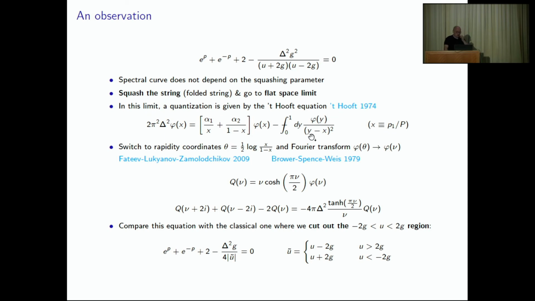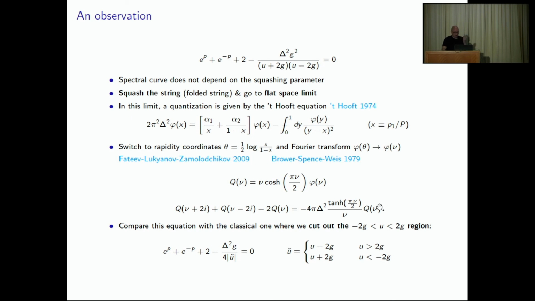And now you can switch to rapidity coordinates, this theta given by this expression, and do a Fourier transformation. And then you end up with some new function, still an integral equation, but you can turn that into a difference equation. So a simpler version was already in this paper by Brouwer, Spence, and Weiss at the end of the 70s. But this particular equation I've seen in this paper by Faddeev, Lukyanov, and Zamolodchikov in 2009. So they end up with this equation.